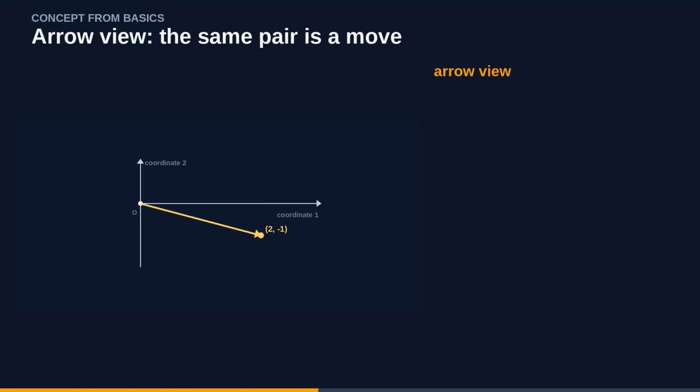Arrow view next. The same ordered pair can name the move that takes you from the origin to that point, a displacement vector drawn as a gold arrow. The sentence around the pair tells you which role it has, a landing or a move. Nothing in the numbers themselves chooses for you.